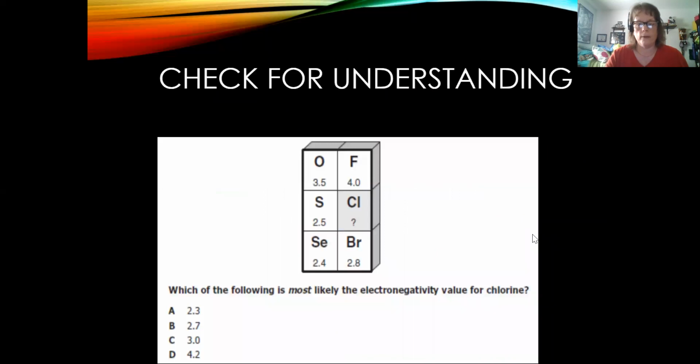All right, which of the following is most likely the electronegativity value for chlorine? You're just basically looking at trends here. Above it is a 4, below it is a 2.8, beside it is 2.5. So which number out of these do you think would fit best here for chlorine? I hope you answered letter B, 2.7.